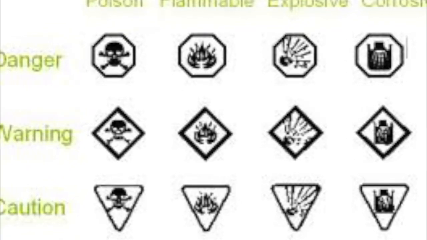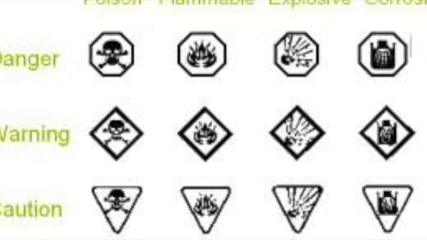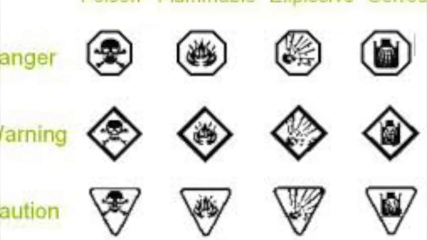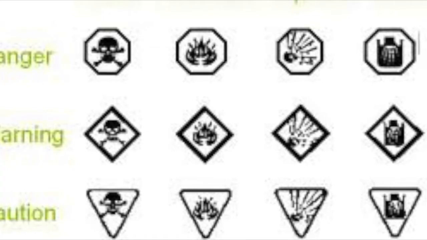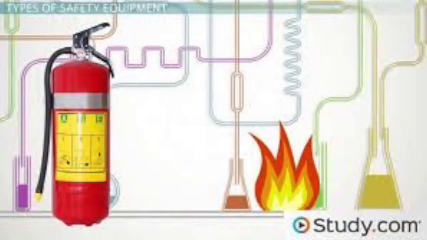If it is a square, that means warning. And if it is a triangle, that means caution. Danger, of course, is the most dangerous, then going down by the amount of sides on the shape. Now you know how things are dangerous and how dangerous they are, but now we need to know about the equipment that we have available in the lab and how to use them to differently react to these chemicals.